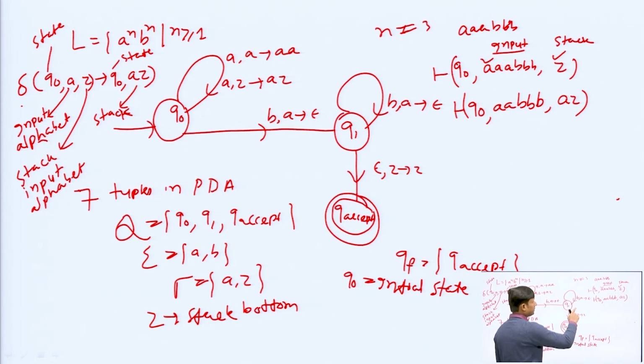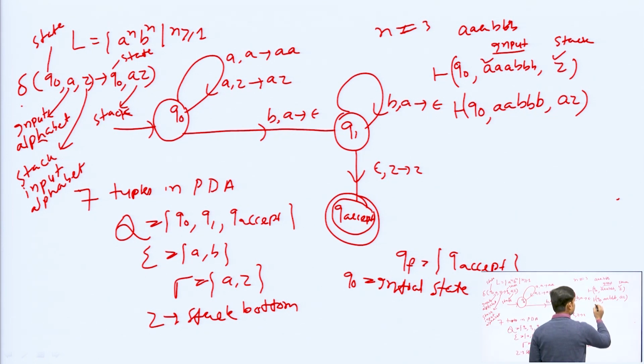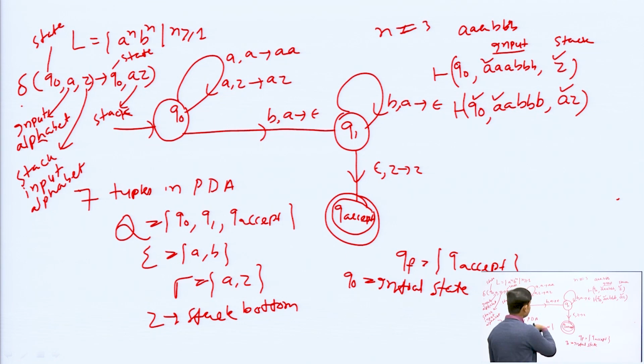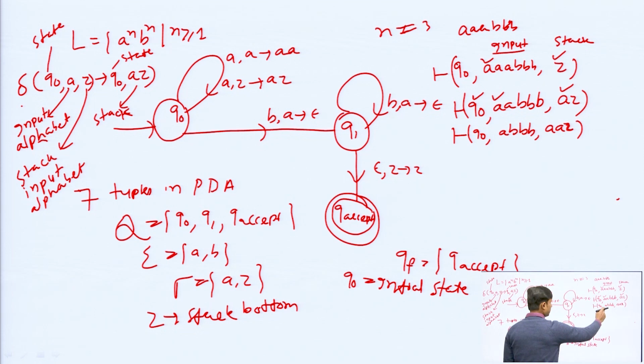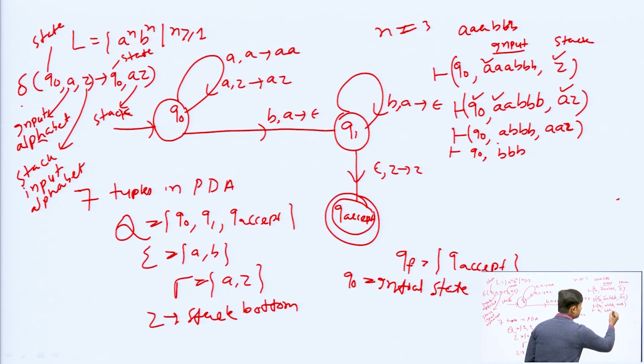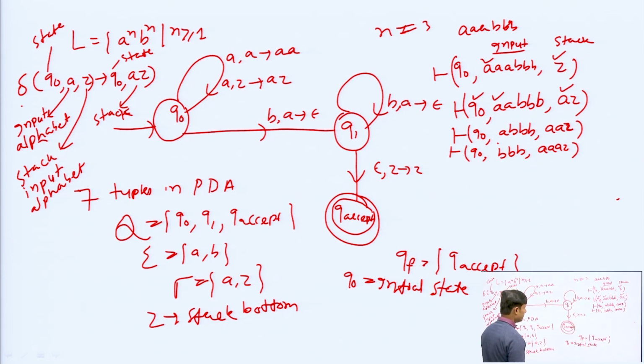Then in Q0, the stack top is A. Now you check: your state is Q0, input is A and stack top is A. Then again it will go to Q0 and A will be pushed into the stack. So here Q0, then ABBB, with stack AAZ. Now your input is A and stack top is A. Again it loops in Q0 and A is pushed, so this is Q0, BBB, with stack AAAZ.